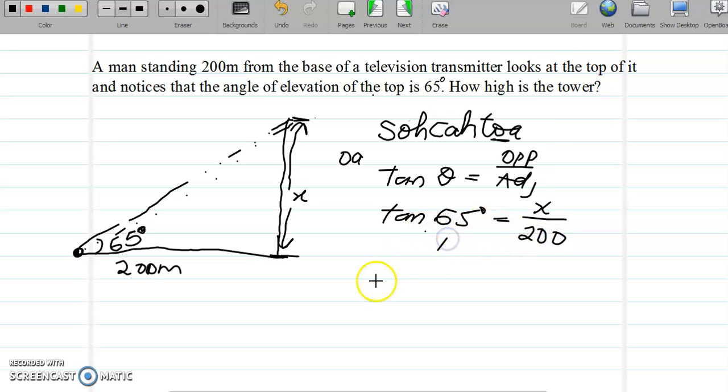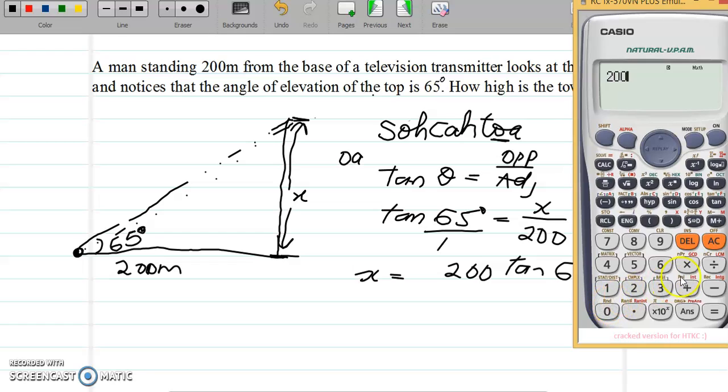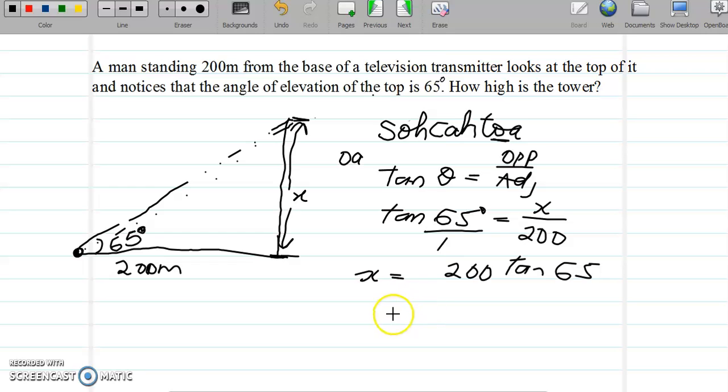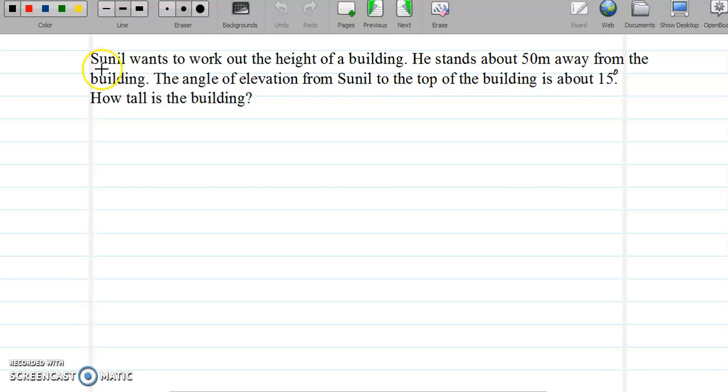So if I cross multiply, that gives me what? x is equal to 200 multiplied by tan 65. So let's check what that gives us. We have 200 tan 65. That gives us what? 428.9. So we have that the height is 428.9 meters.